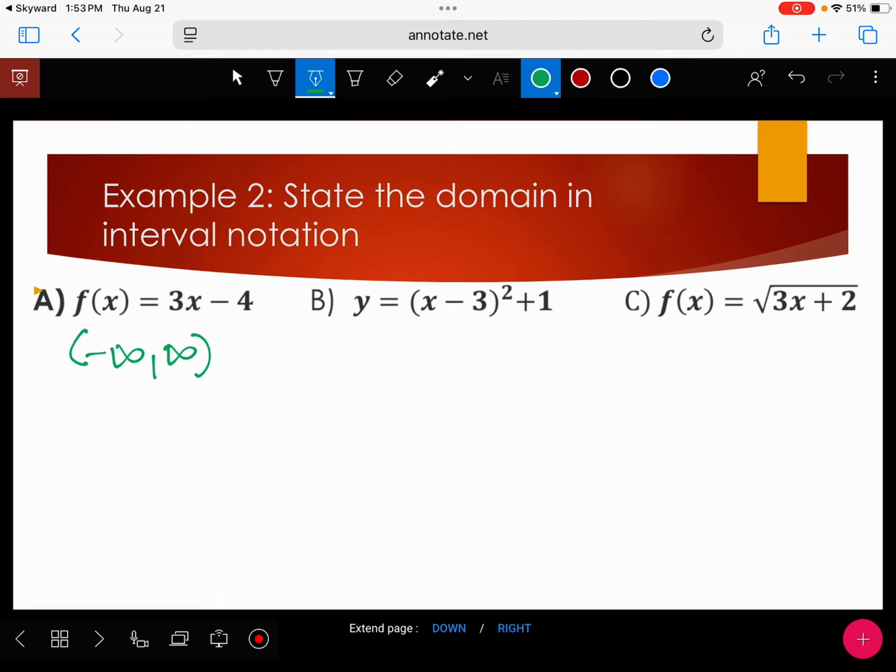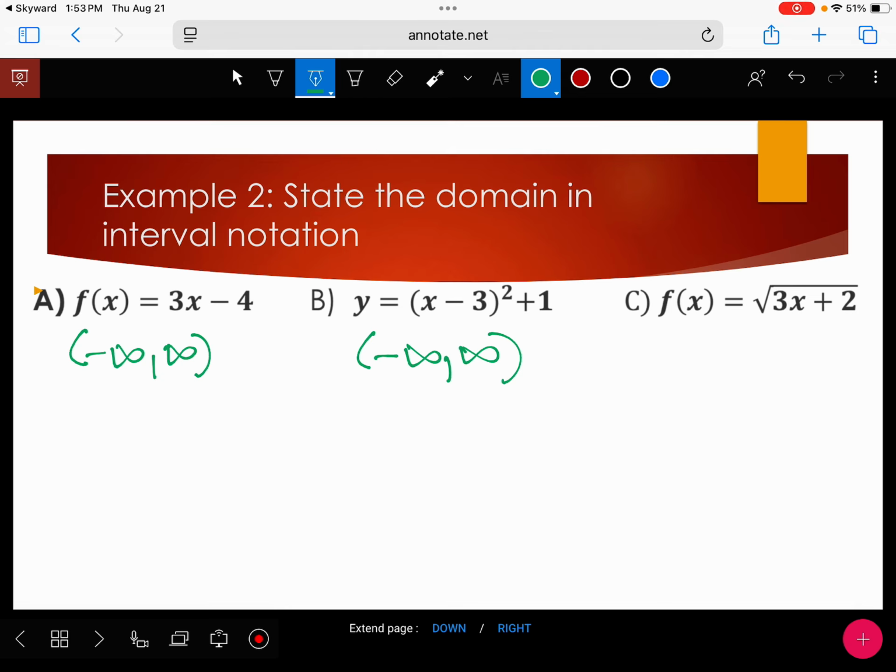Let's look at B. Do I have a fraction with an x in the bottom? Do you have a square root? No. We have a square, but that's not a square root. That's not a red light. All real numbers. 3 has a square root.